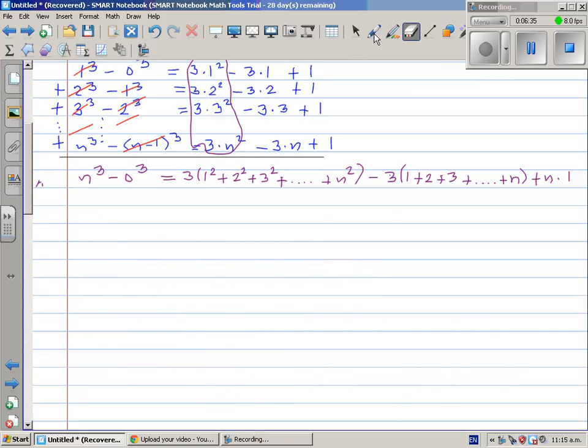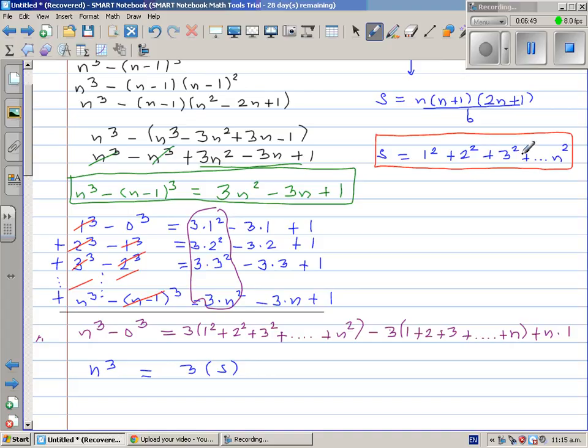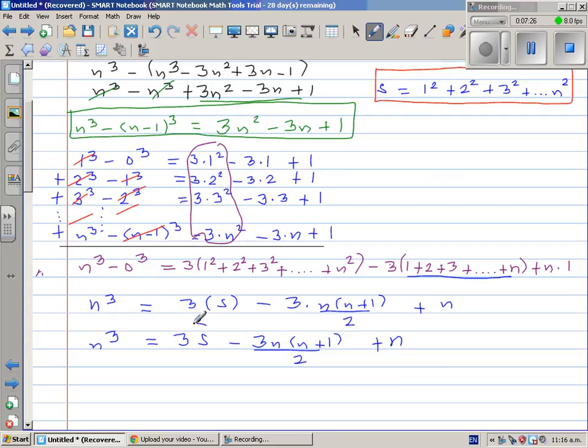Okay, so now we have to do a bit of algebra. n cubed is equal to 3 times s. This is the s we defined. We started with s as 1 squared plus 2 squared plus 3 squared up to n squared. So this is 3 times s minus 3 times the sum from 1 to n. In the last video I proved the formula for this is n times n plus 1 over 2, plus n times 1, which is n. So we can say n cubed is equal to 3s minus 3n, just simplifying this, times n plus 1 over 2, plus n. So I'm going to make s the subject.